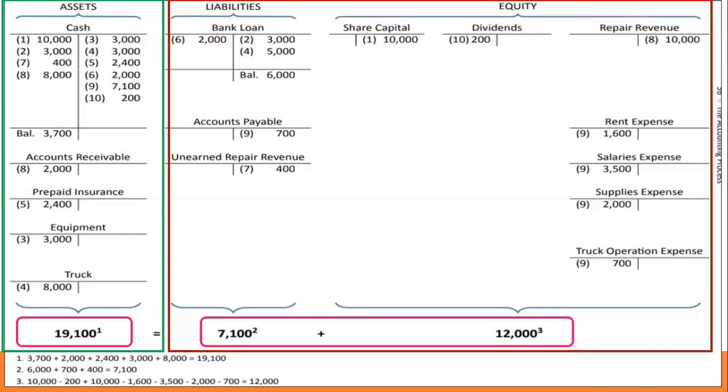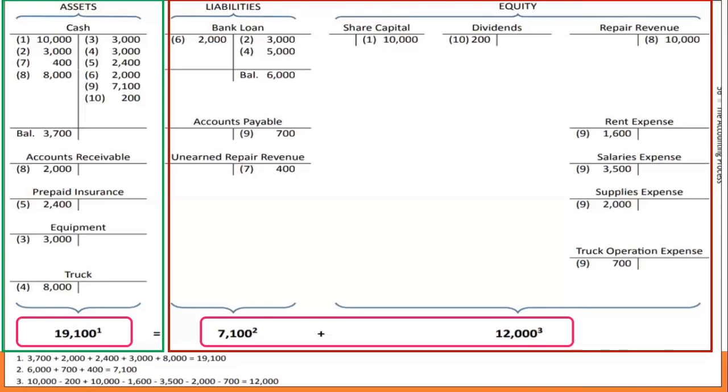So we have $3,700 for cash, plus accounts receivable of $2,000, plus prepaid insurance of $2,400, plus equipment of $3,000, plus truck of $8,000. That would be a total of $19,100 for our assets. Now let's move on to our liability accounts.